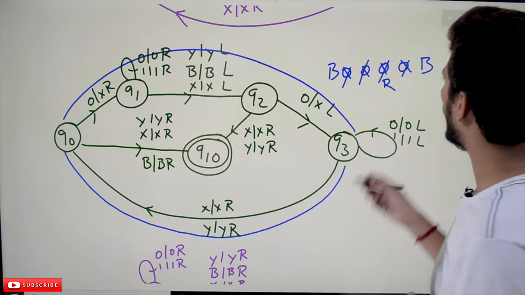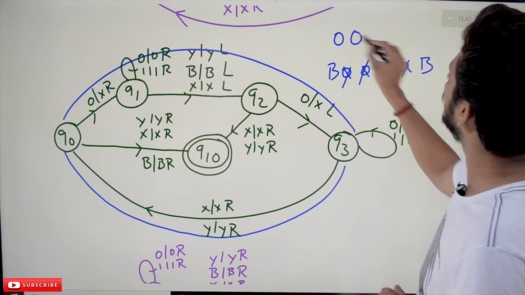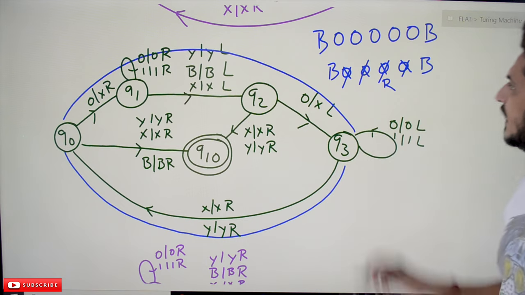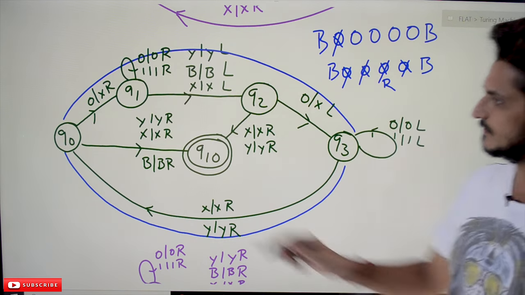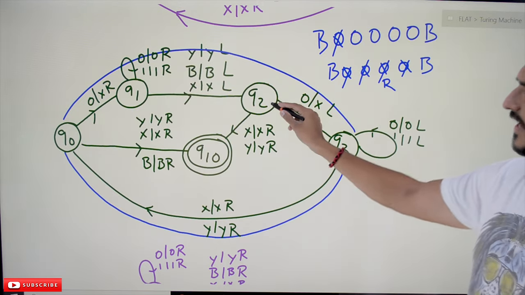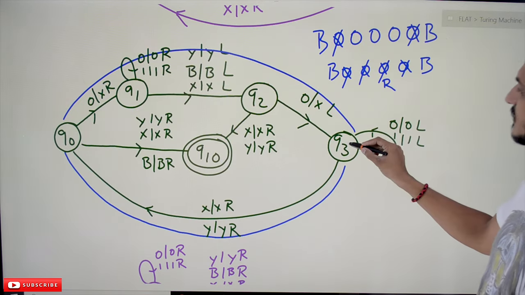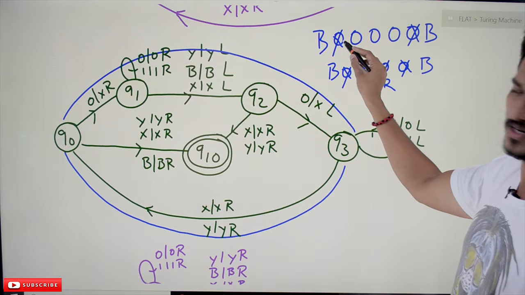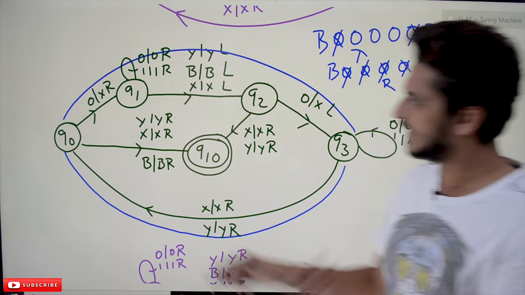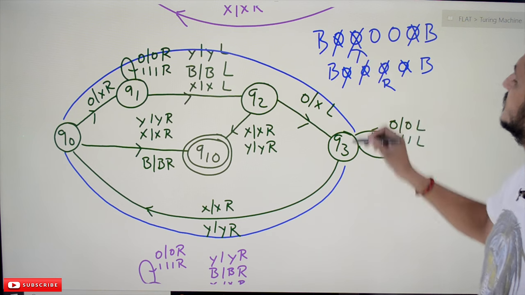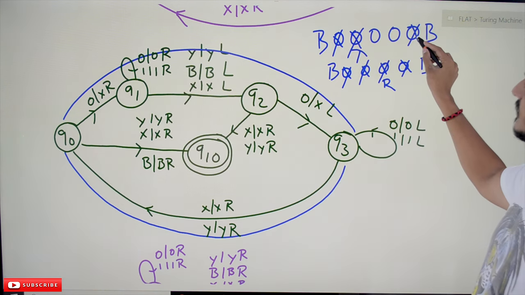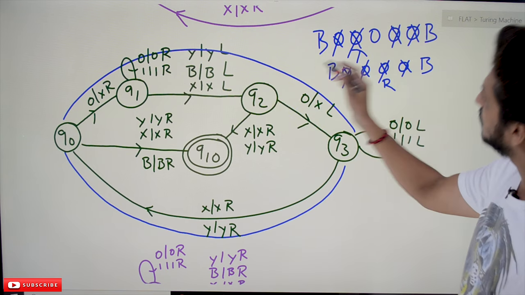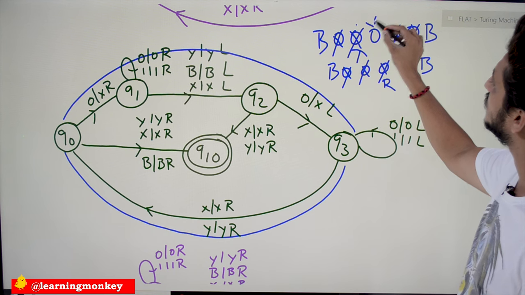Let's take the example of an odd palindrome: 0 0 0 0 0 b b. Convert it to x, move till the end, take the last into x, again come to Q naught and move till this position. Now we are at this position, again on Q naught, checking for x, moving till the end. For that we are using this logic, again convert this into x, move back up to here, and now we are at this position.